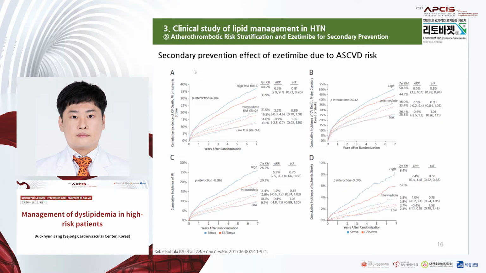As you can see, the primary endpoint was decreased by 19% in the ezetimibe and simvastatin group. Incidence of MI was decreased by 24% in the ezetimibe simvastatin group, and ischemic stroke was decreased by 32% in the ezetimibe and simvastatin group.